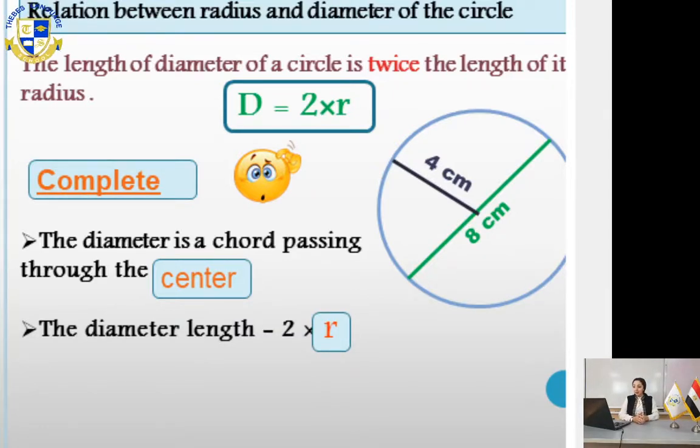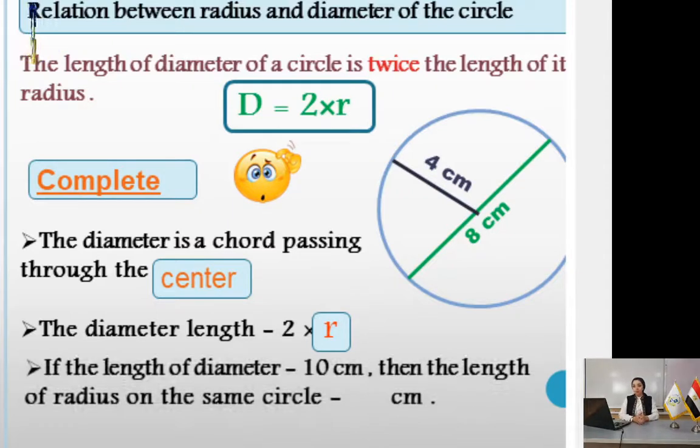If the length of the diameter equals 10 centimeters, then the length of the radius of the same circle equals how many centimeters? It equals 5 centimeters, because the radius equals half the diameter.